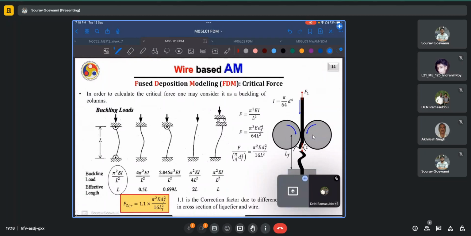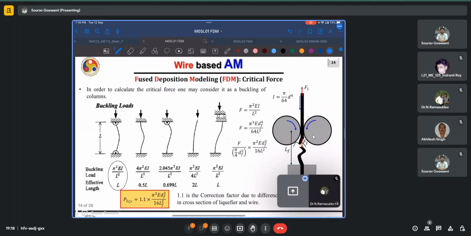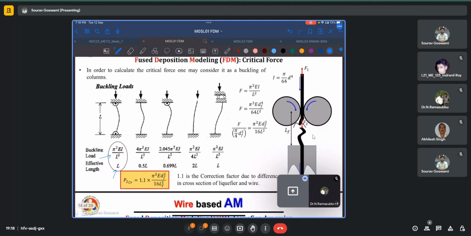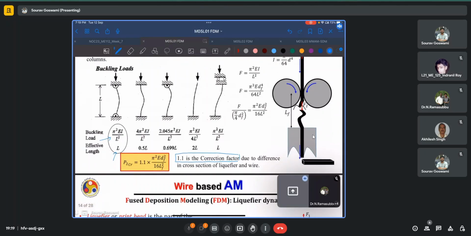And calculation of this buckling load is based on Euler's model, and it has been found that assuming both ends to be pin-pin joints actually yields a close enough correlation. Thus, based on the assumption of both ends being pinned, the buckling load can be calculated as pi square EI by L square, with the effective length equal to the length of the filament itself. Here, we also multiply another correction factor as the cross section of the liquefier and wire are different.